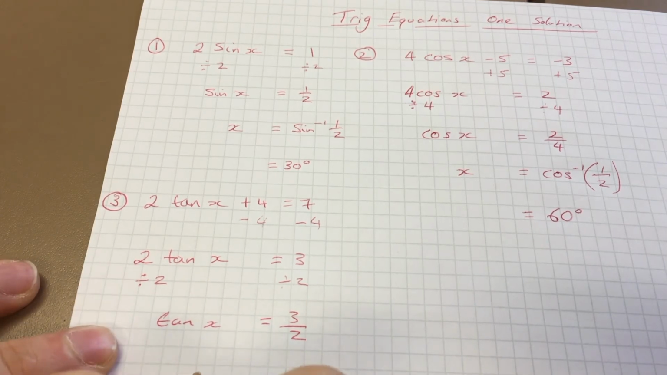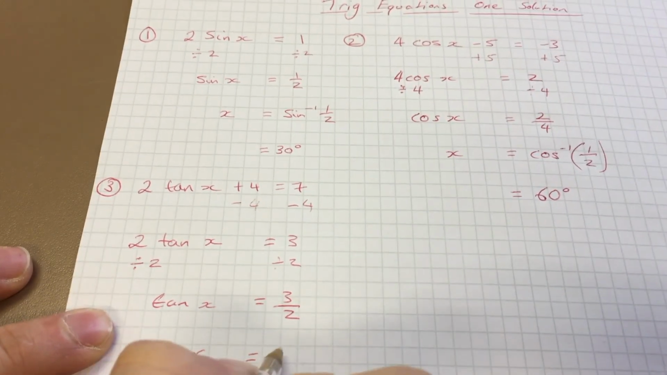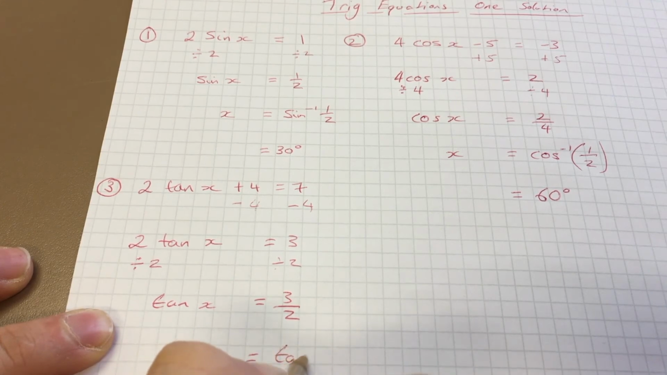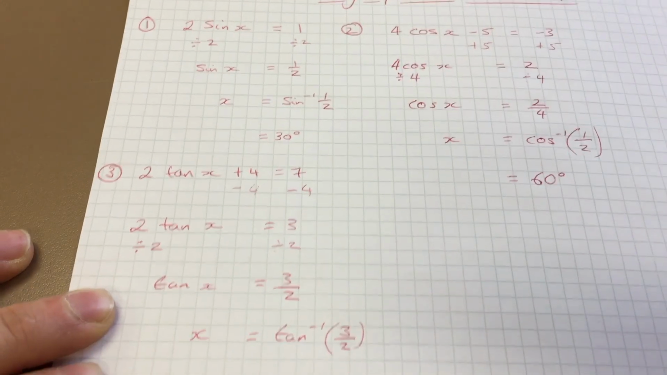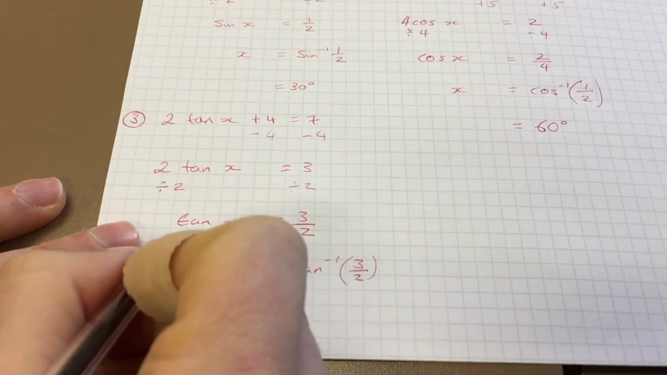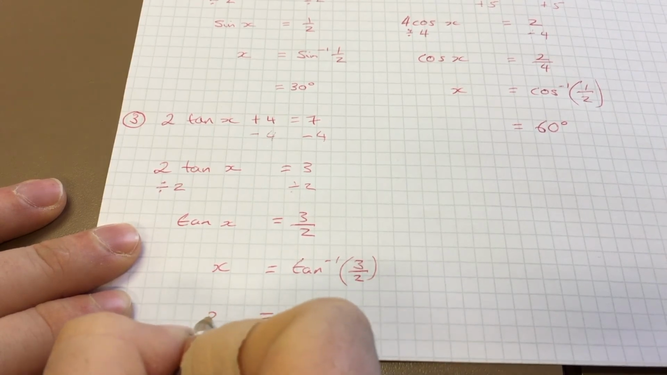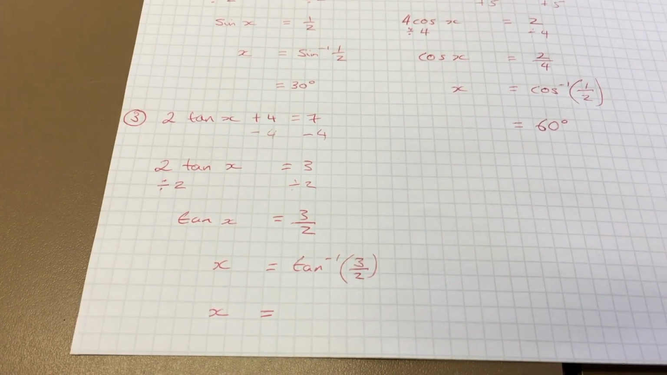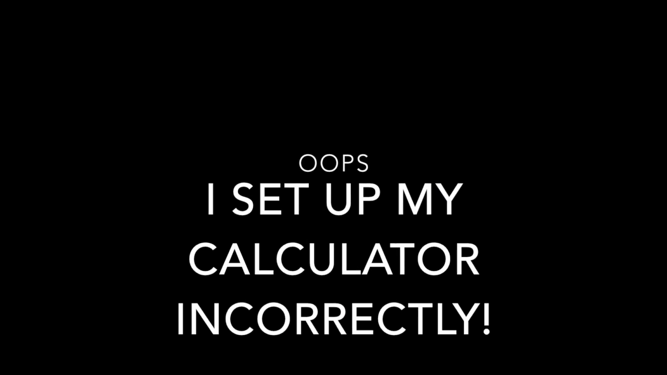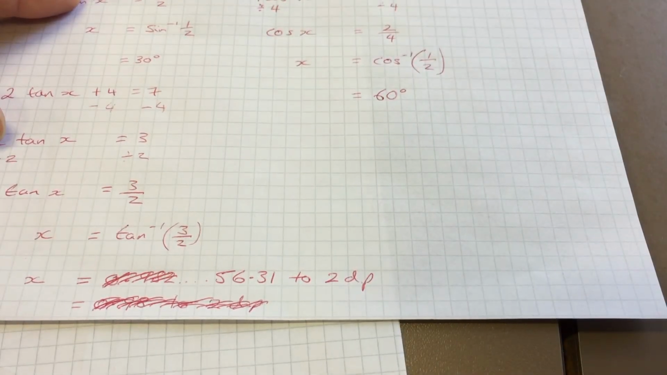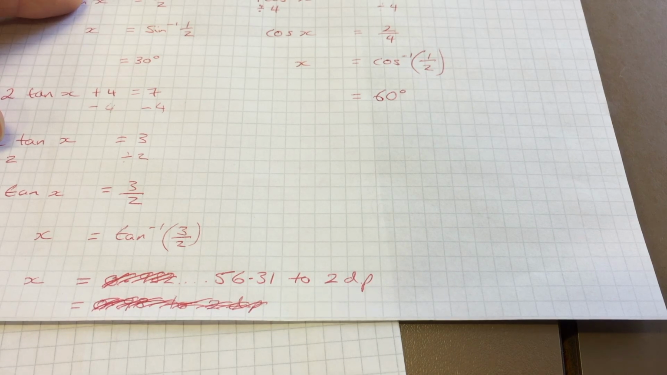This only works because it's a tan function. Take the inverse of tan on both sides, and then we get tan to the negative 1 of 3 over 2, because we're going to get x on its own. We find that x is equal to, hang on a second, just need to put it into the calculator, the inverse of tan of 3 over 2 becomes 56.31 to 2 decimal places.